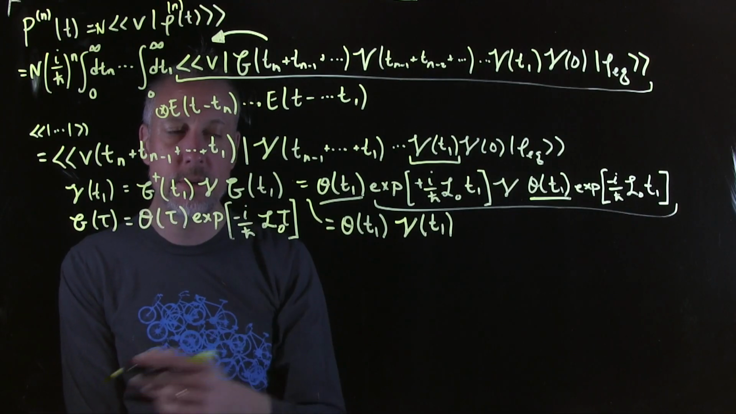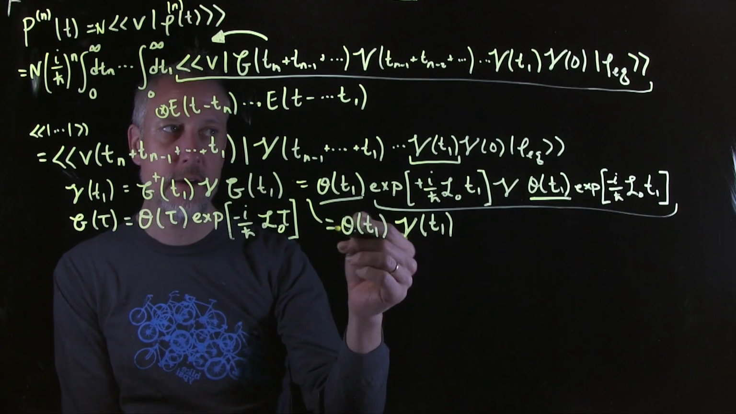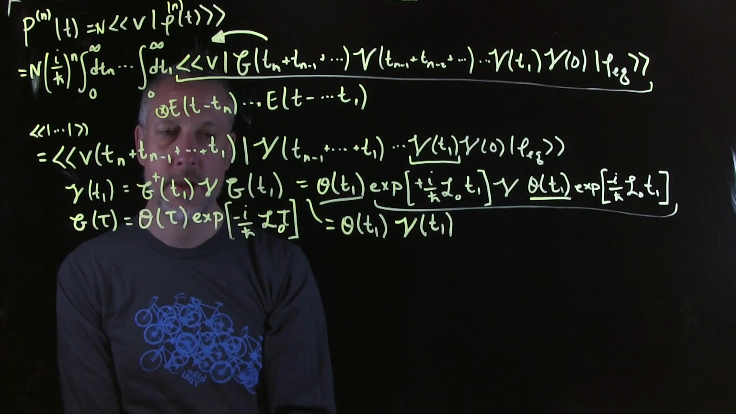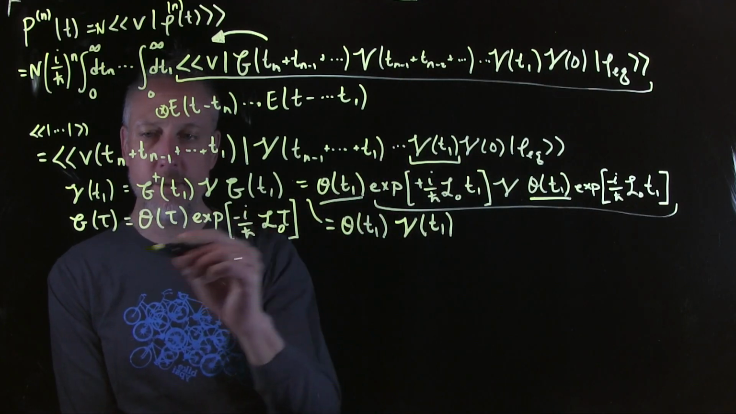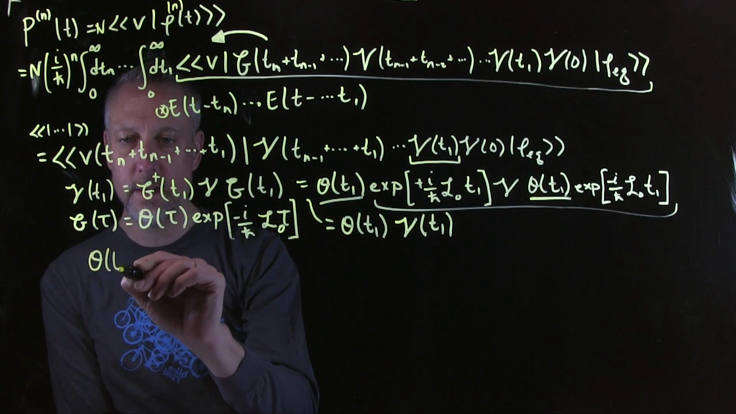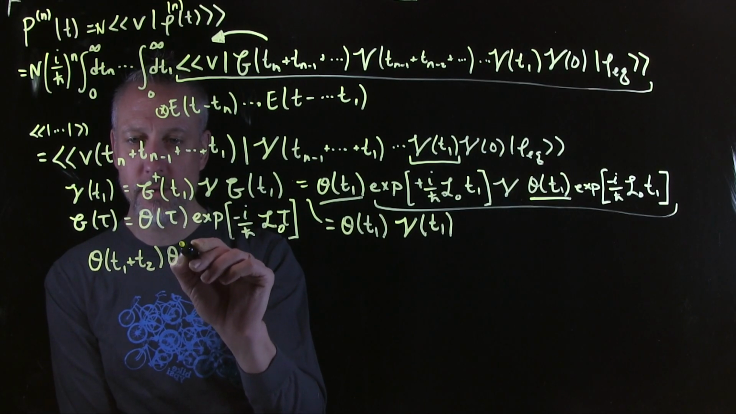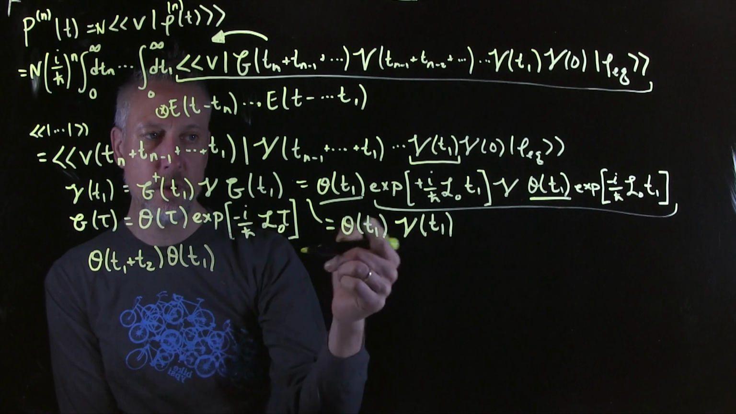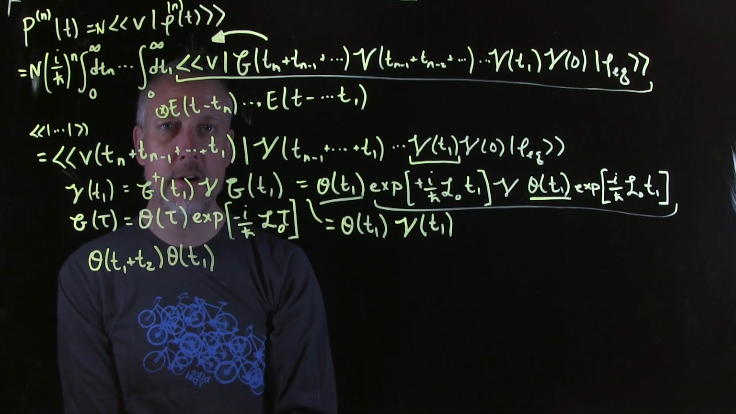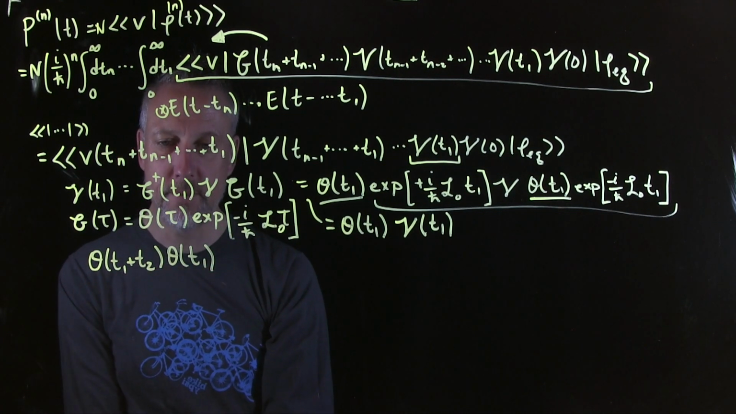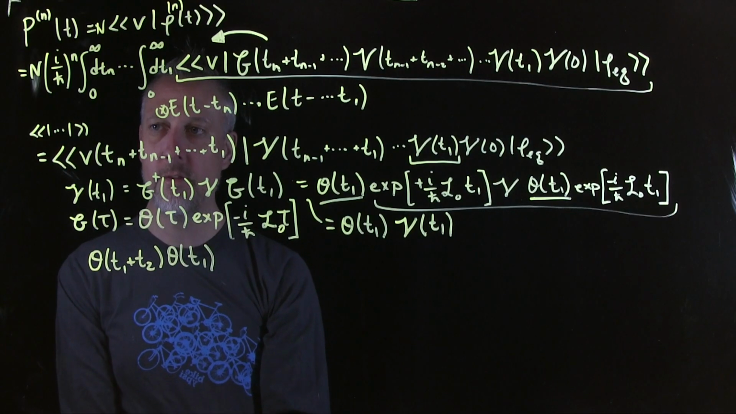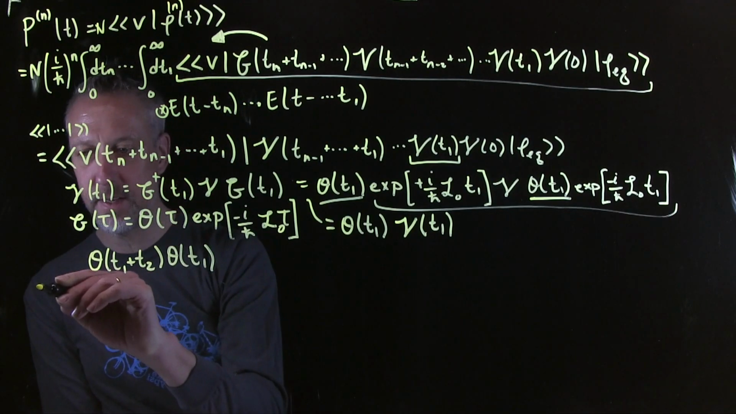We need to know what to do with these Heaviside functions that are going to pop out as we keep going. So the next one to the left is going to be theta T1 plus T2 times theta T1. That's the one that we already have. And we want to figure out how we can write this in a simplified way. So the first hint of what to do here is to remember what these Tn's are.